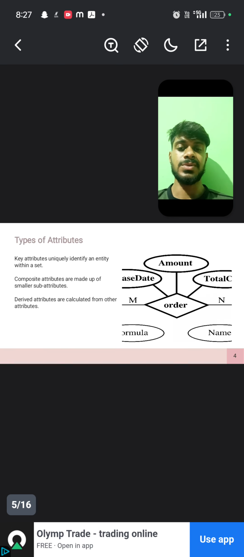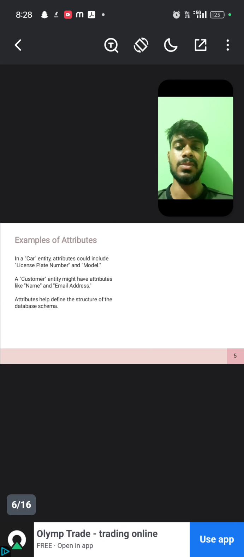Types of attributes. Key attributes uniquely identify an entity within a set. Composite attributes are made up of smaller sub-attributes. Derived attributes are calculated from other attributes.